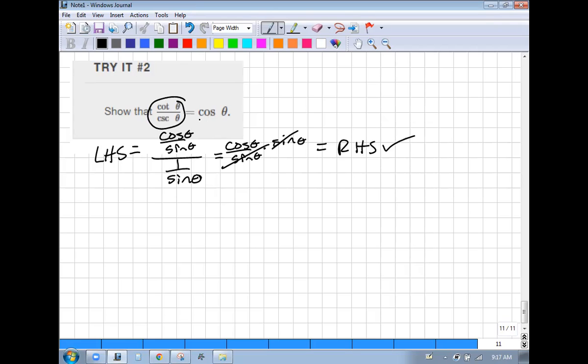This is the left-hand side, that's the right-hand side. So the left-hand side is this, right? And then I just replace cotangent with that, and I replace cosecant with this. Does that make sense? Yeah, is that better? All right.